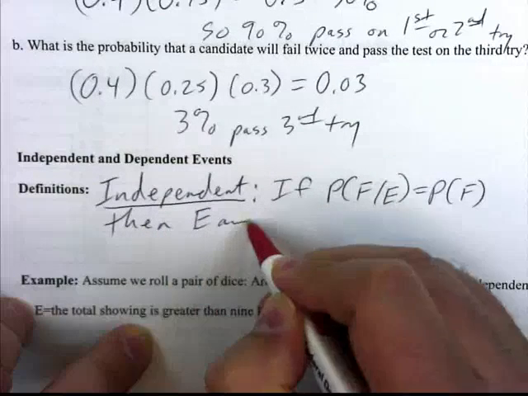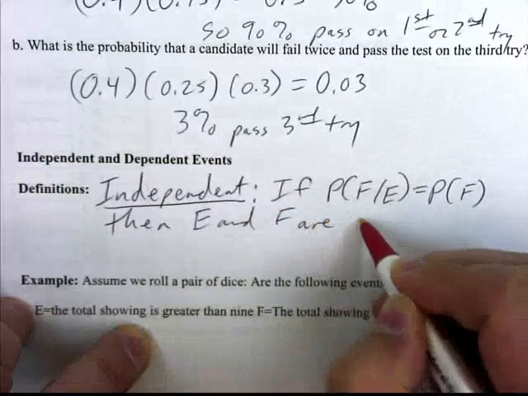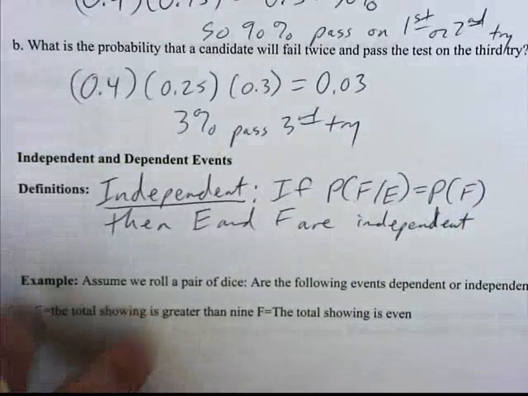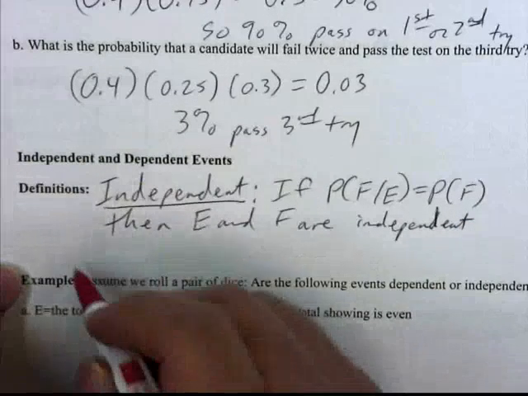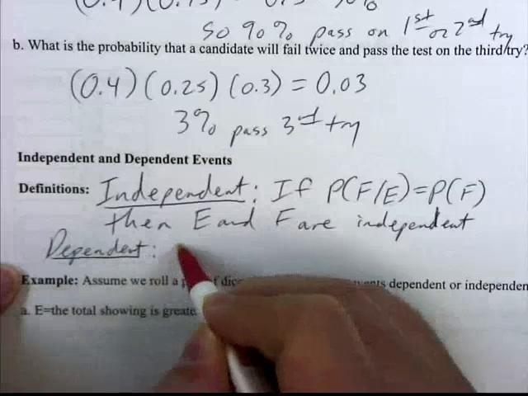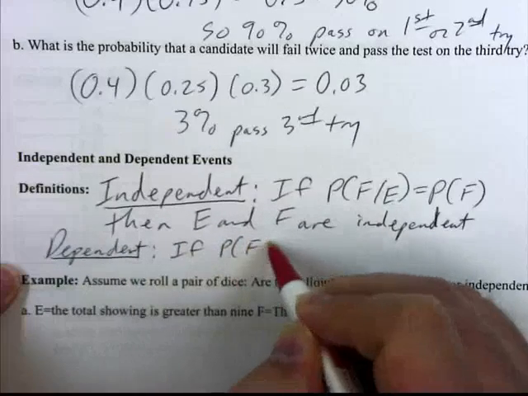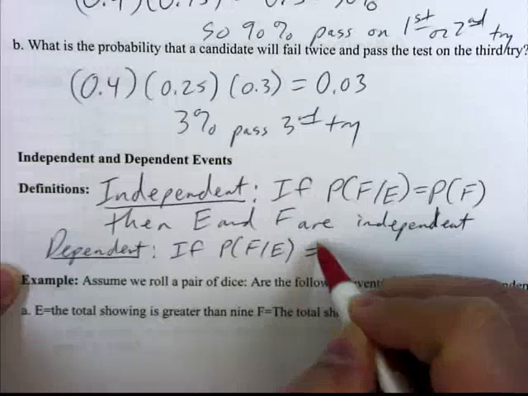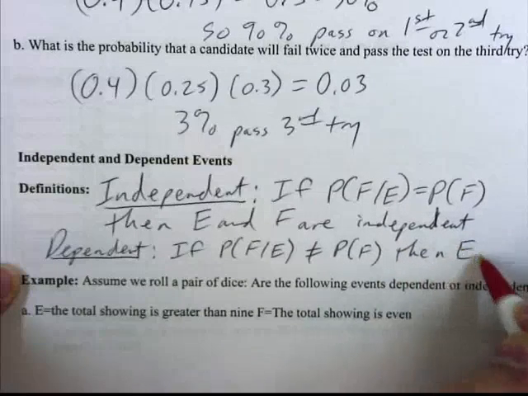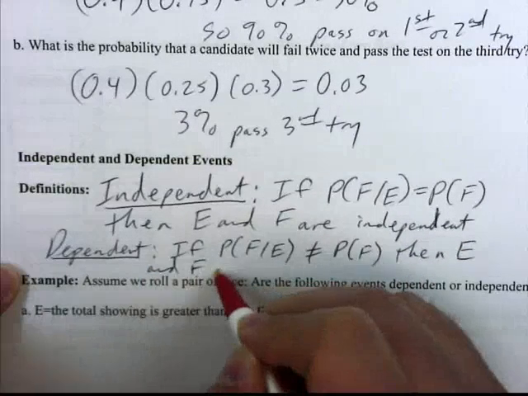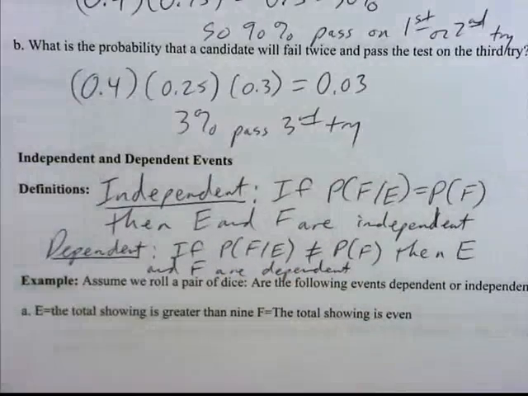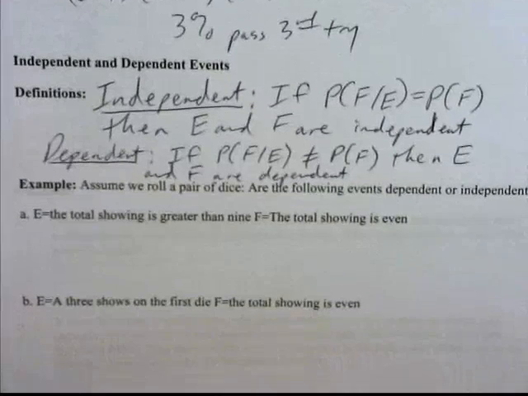So we can say then E and F are independent. And likewise, dependent: if the probability of F given E is not equal to the probability of F, then E and F are dependent. Okay. F depends on what happens to E.